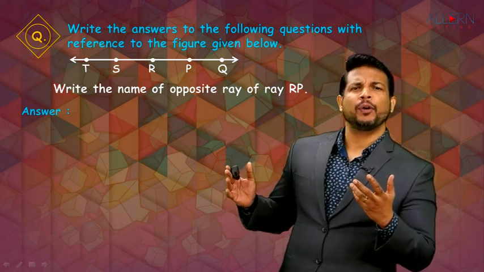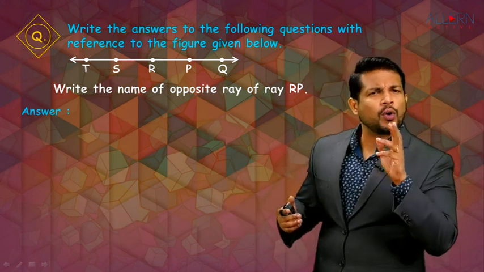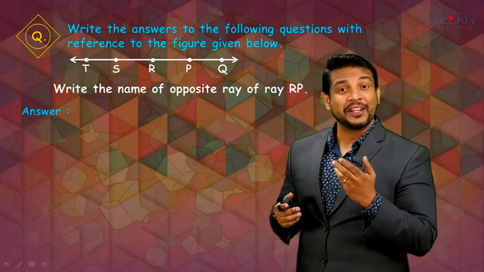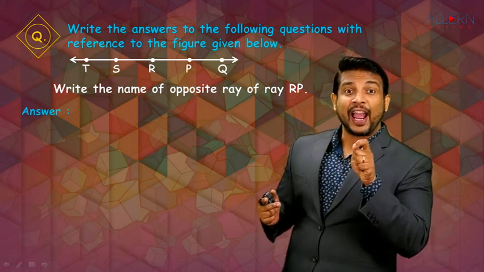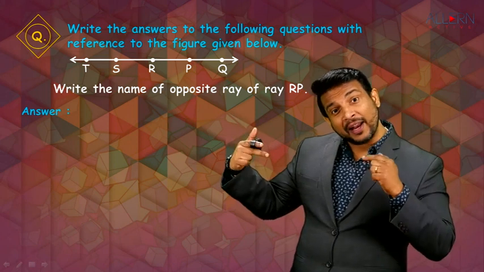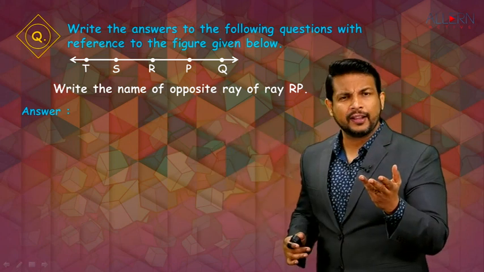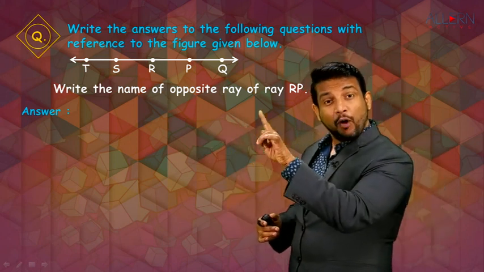Now this concept of opposite rays we have learned. We know what are opposite rays first of all. What are opposite rays? Two rays are said to be opposite if they have a common origin, right? And both the rays should lie on the same line in opposite direction. We know that. We are talking about opposite ray of ray RP.